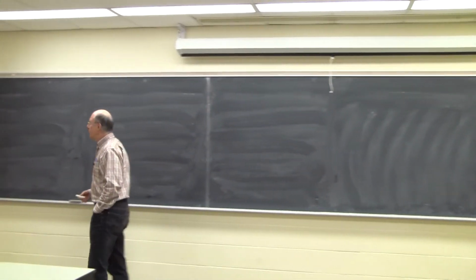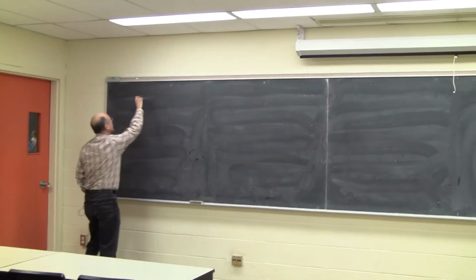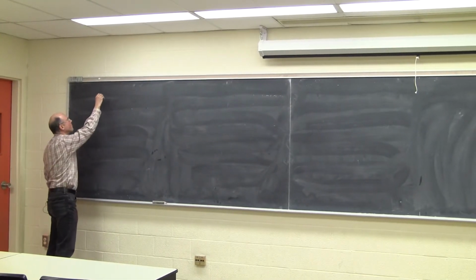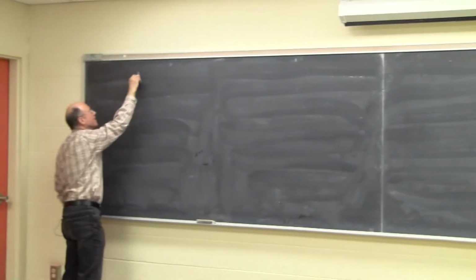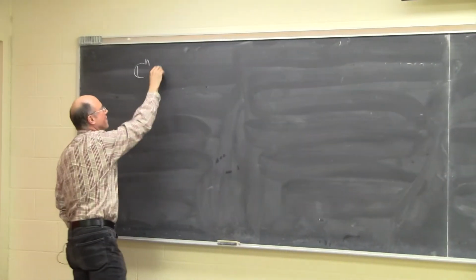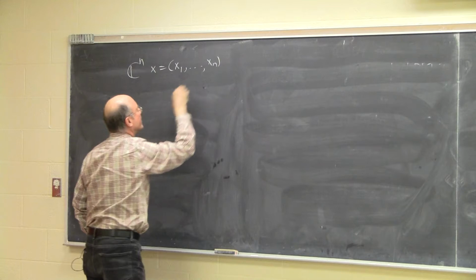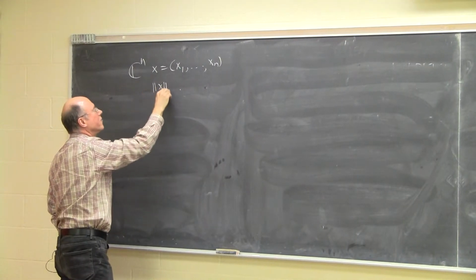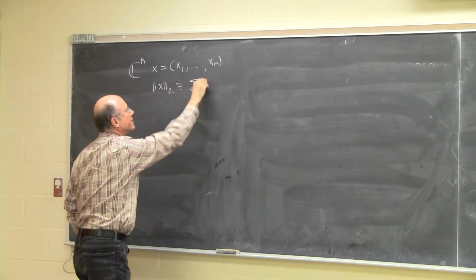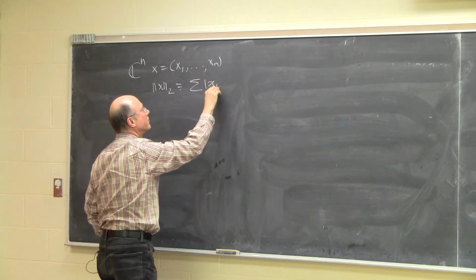Matrices will act on Euclidean space, right? So we have Cn, and you have some vector. If you have a vector in there, then the 2 norm of that vector is just the square root of the sum of the absolute value squareds.